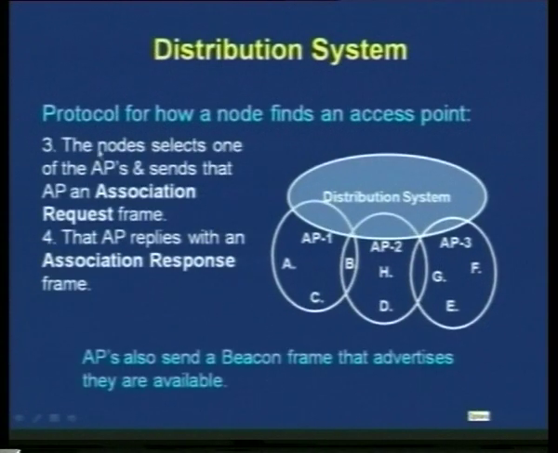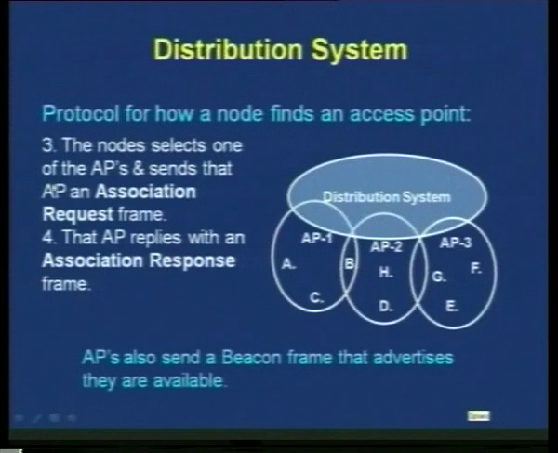The node now selects one of the APs and sends that AP an association request frame. Now, B has a choice to either associate with access point 1 or with access point 2. B can make the choice depending on the signal strength and so on, that is, choose the access point which has a higher signal strength. When you receive the signal, you can look at the received signal strength and choose the one that has a higher received signal strength.